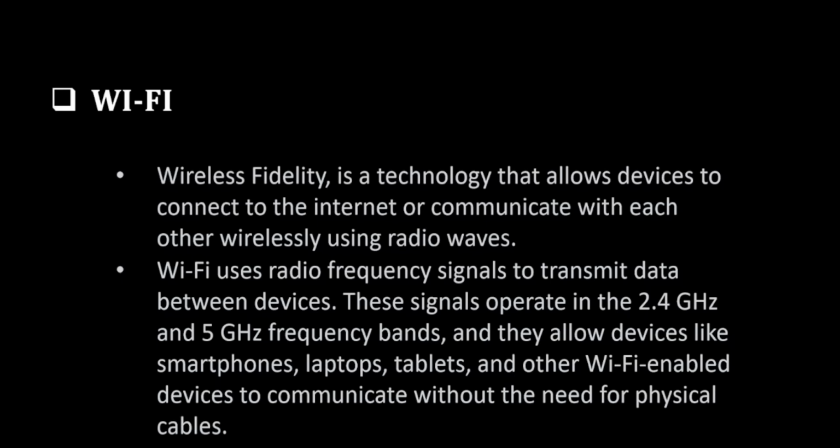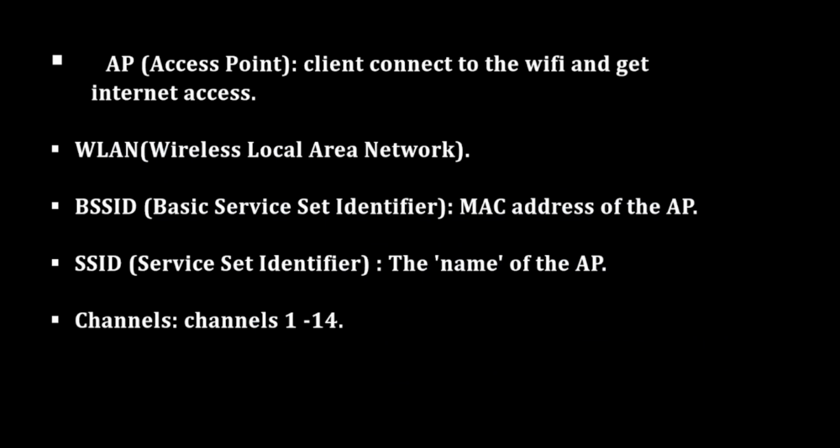Okay, to ensure efficient communication. So when you connect your device to a Wi-Fi network, you are essentially establishing a wireless link with the router. In this we have some key terms. The first we have is AP. AP is access point. So the client connects to the Wi-Fi and gets internet access. That is access point.